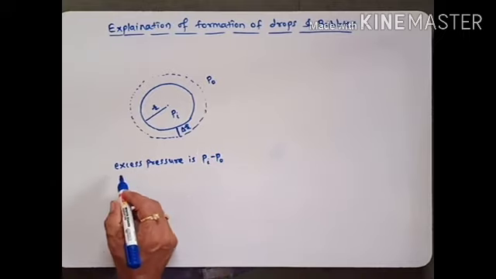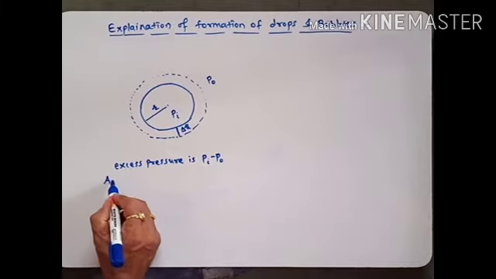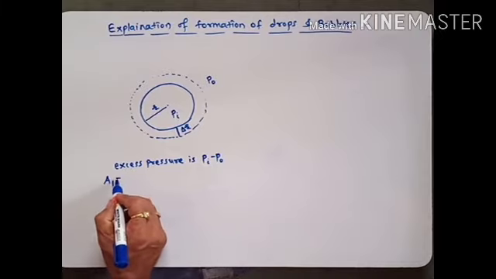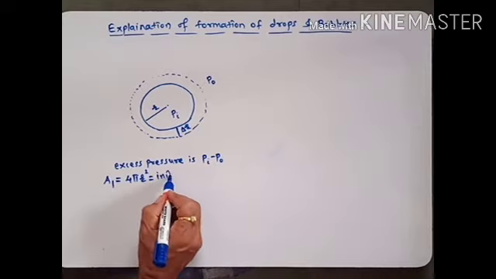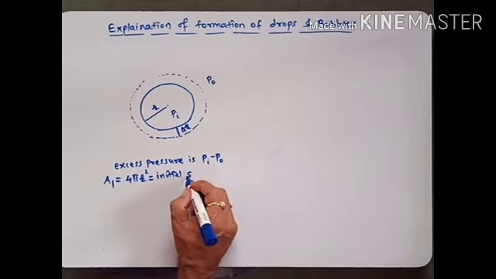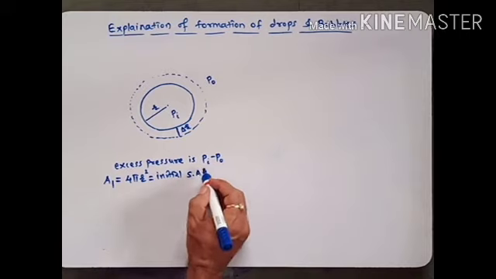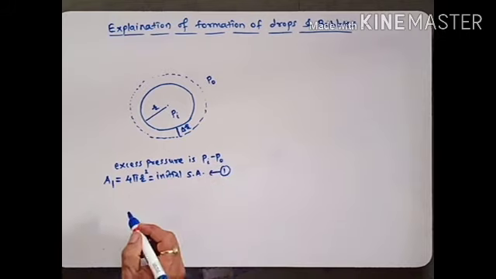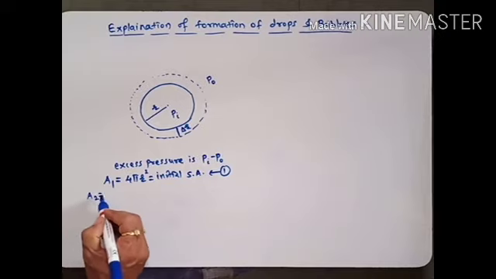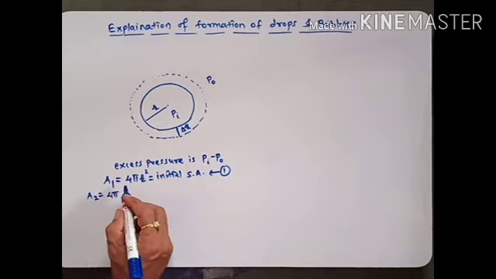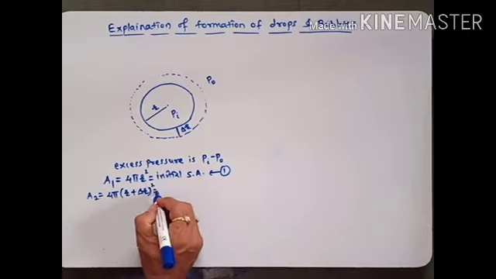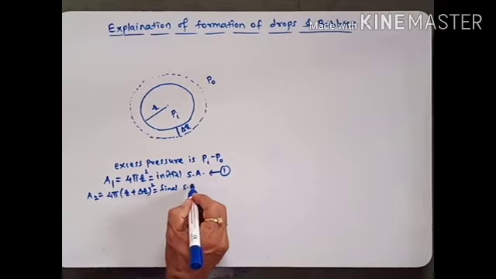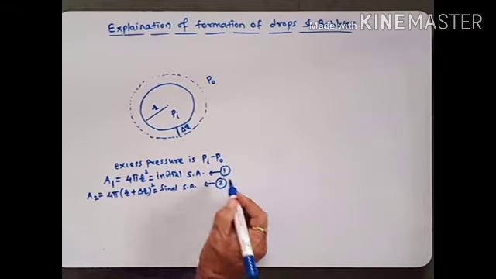Now suppose A1 is the initial surface area of the drop. We can write A1 is equal to 4 pi r square. This is the initial surface area. Suppose this is equation number 1. Now suppose A2 is the final surface area. We can write 4 pi into bracket r plus delta r bracket square, and this is the final surface area. Suppose this is equation number 2.